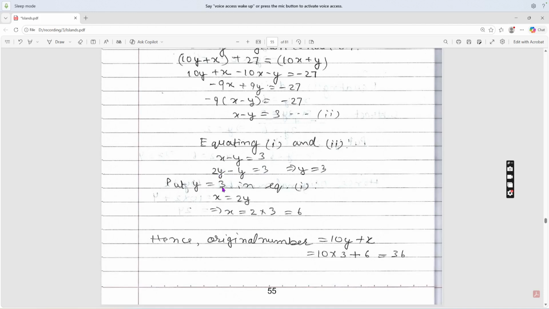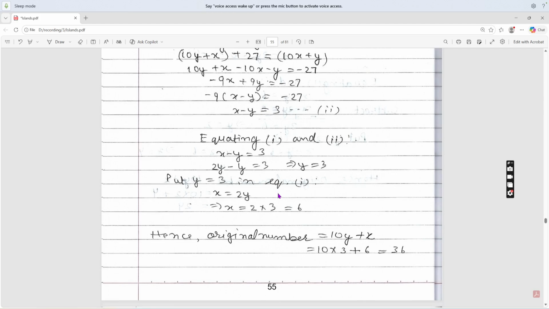Now we are going to put y is equal to 3 in equation 1. Equation 1 is x is equal to 2y. So x is equal to 2 into y, that is 3. So x is equal to 2 into 3, that is 6. So the original number would be 10y plus x, that is 10 into y plus 6, where y is equal to 3 and x is equal to 6. So it is 30 plus 6, that is 36.